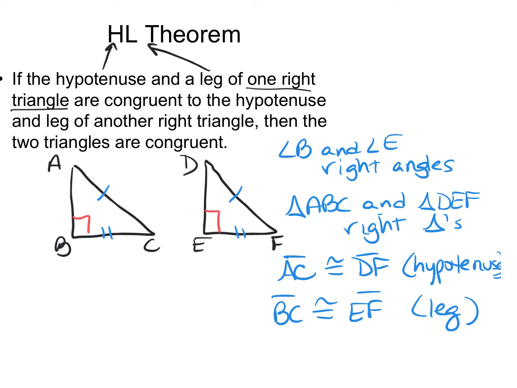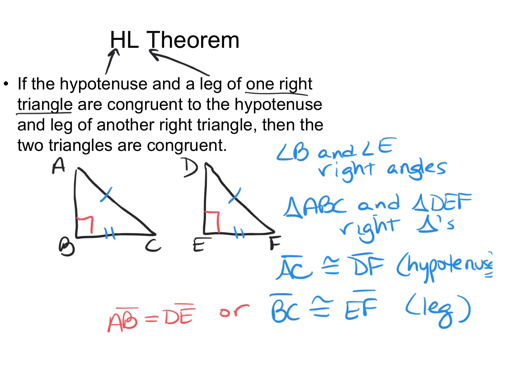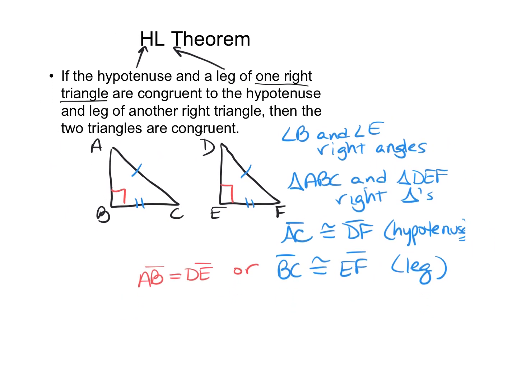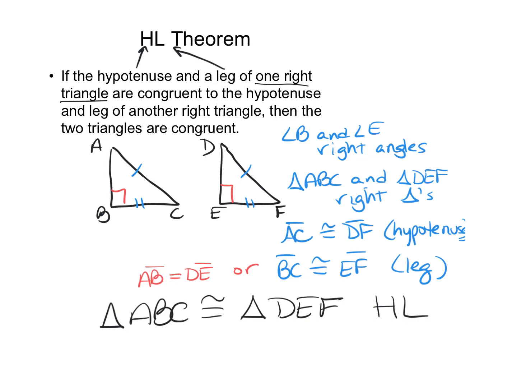Now, you could have also been given that AB was congruent to DE. It would have been either or. You don't need both because those are the legs. And then if they ask you to write a statement, you would have said that triangle ABC is congruent to triangle DEF, and your reason would have been hypotenuse leg.